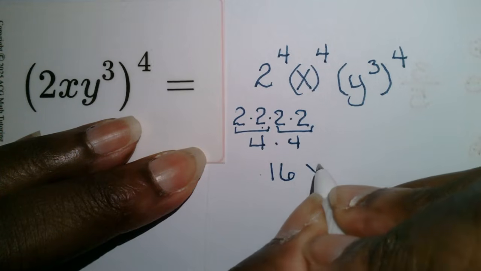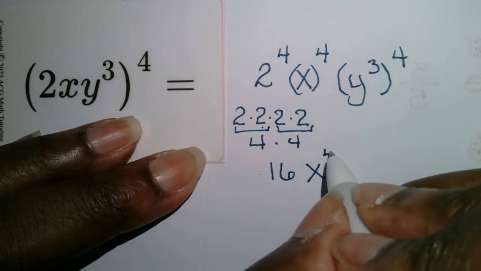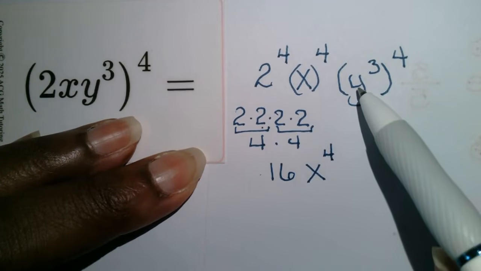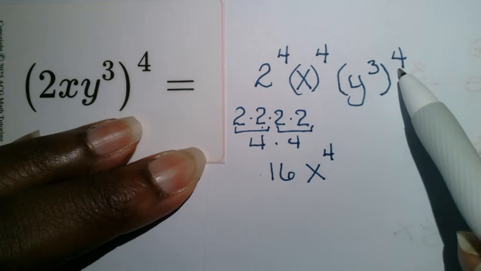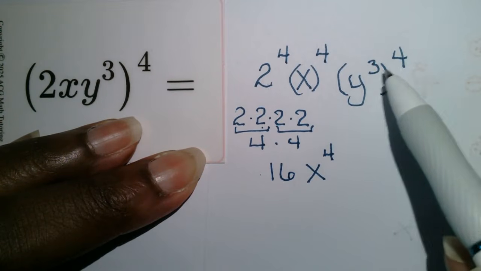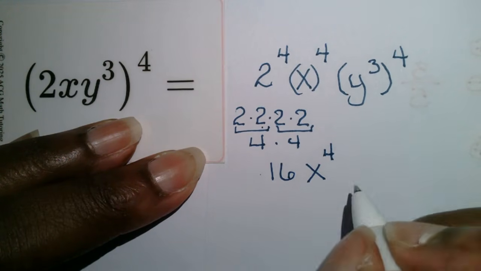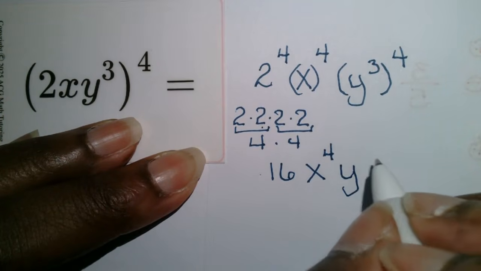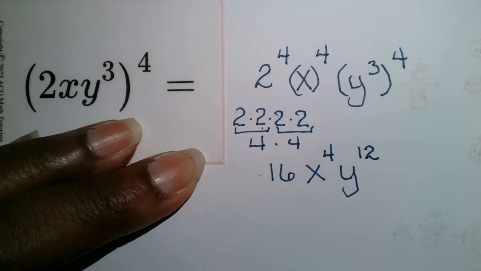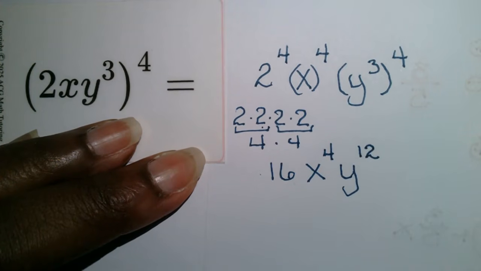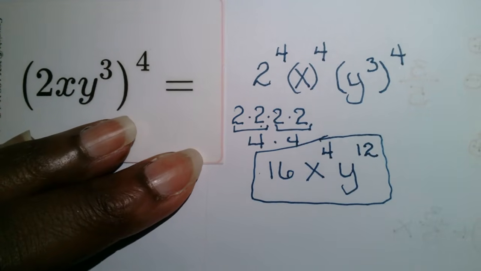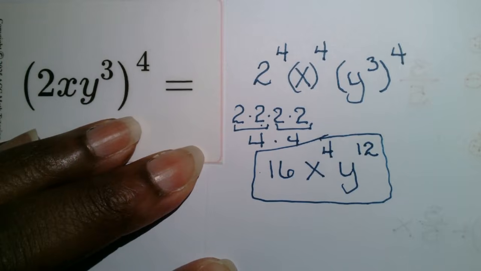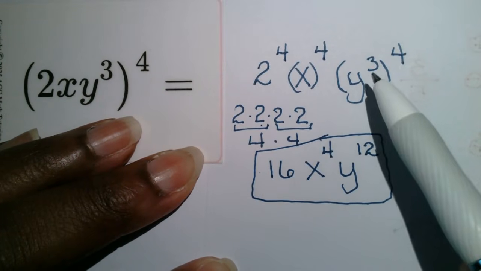Everyone will know. X to the 4th power. And then when we're doing the y to the 3rd power, when you have an exponent being raised to an exponent, you multiply the exponents. Anytime you see an exponent, a parenthesis, and an exponent, you multiply them. So that will give us y to the 12th. Okay? So this would be your answer.